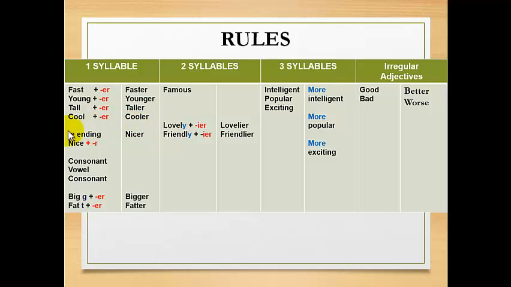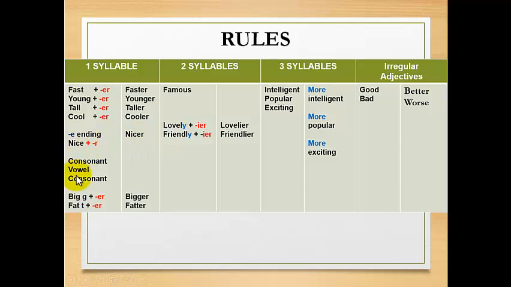However, when we have an adjective that ends with an E already, we just need to add the letter R. For example, with nice. Nice ends with an E, so we just need an R. And it is nicer.